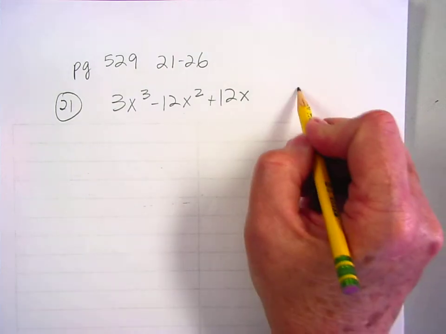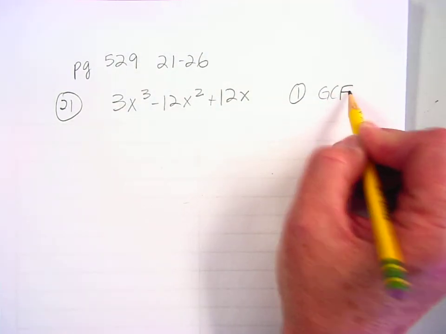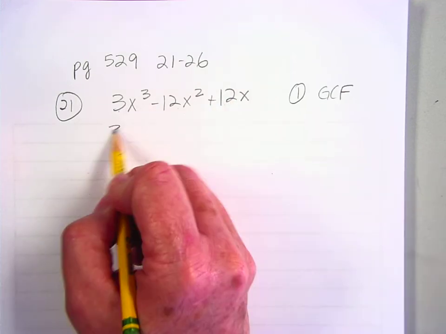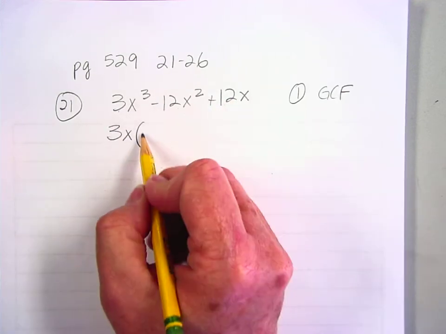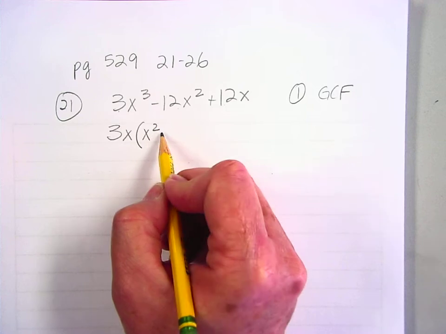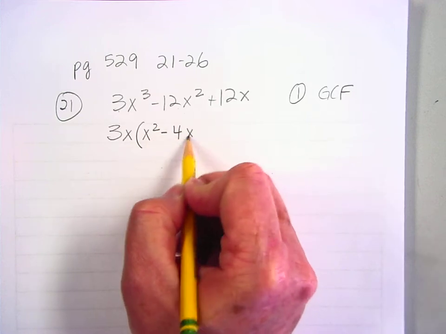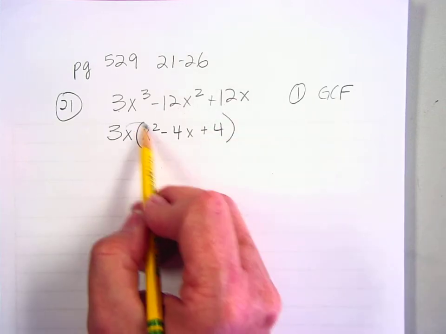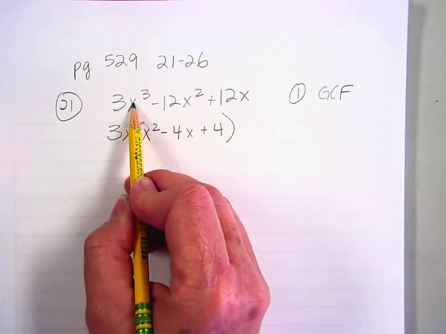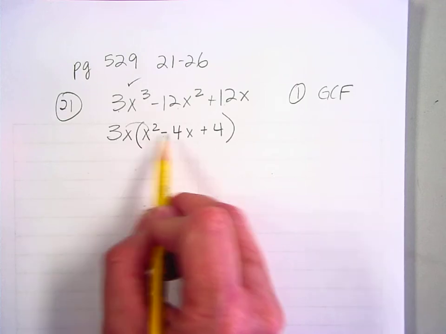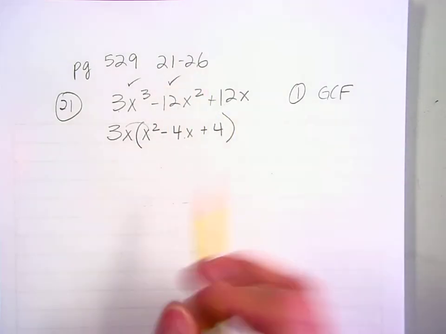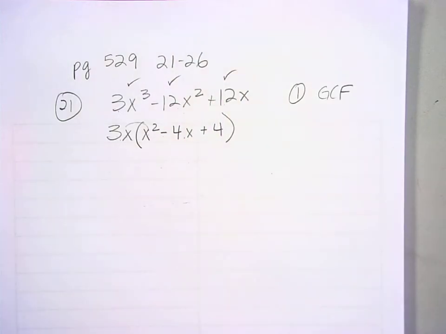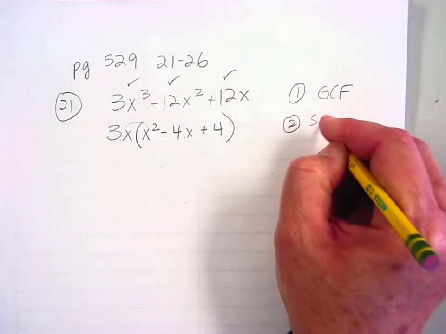All right, so the first thing I'm going to look for is a GCF, and I notice that there's a 3 and an x in all of these. So I have x squared minus 4x plus 4. Double check. 3x to the 1, 2, 3rd power, check. Negative 12x squared, check. Positive 12x, check. Okay, step 2, I'm going to look for special cases.